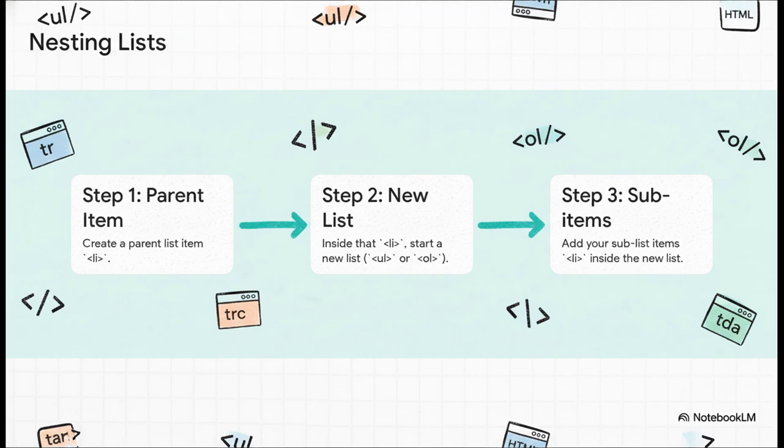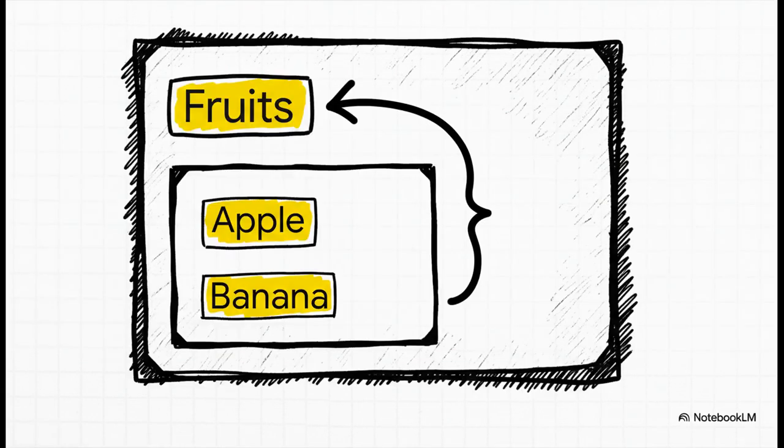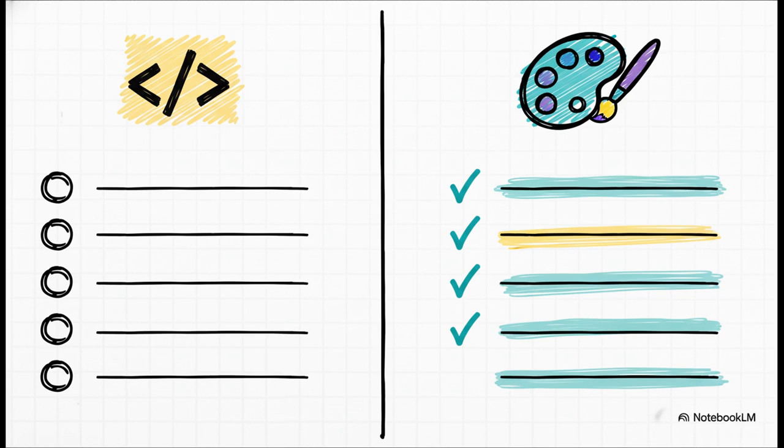Now this is where lists get really powerful. You can create these complex outlines just by nesting one list inside another. The main rule is simple. A sublist always has to go inside a parent's list item, that li tag. Let me show you what that looks like in code. And here you can see that structure perfectly. The apple and banana items are nested within the fruits item. In the HTML, this means that whole sublist is inside the list item for fruits, and that's what creates that clear indented hierarchy.